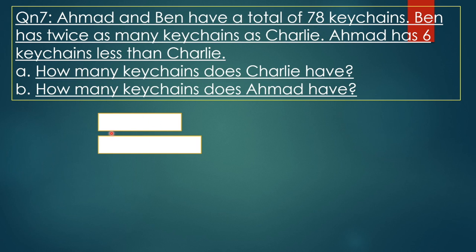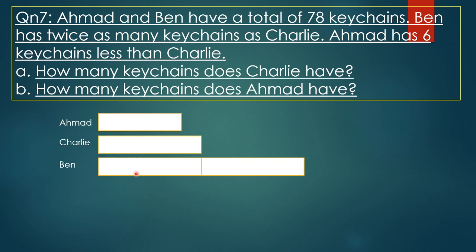One rectangle for someone and then another rectangle here. So this would be for Ahmad, which we have a certain size. And then because Charlie has 6 keychains more, he gets a longer rectangle. And then Ben actually has 2 times as many keychains as Charlie, so he gets twice. That is Ben. So altogether this would be 78 keychains. And then Ahmad has 1 unit minus 6. This would be 1 unit, this would be 1 unit, this would be 1 unit.